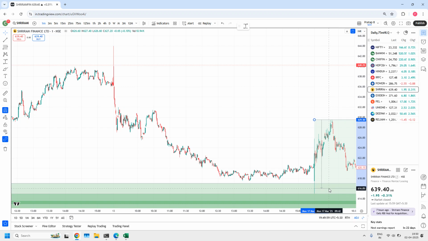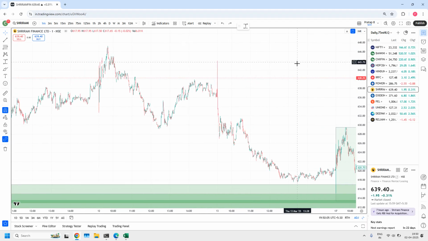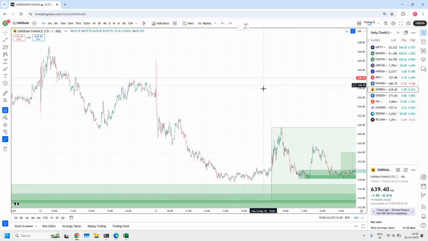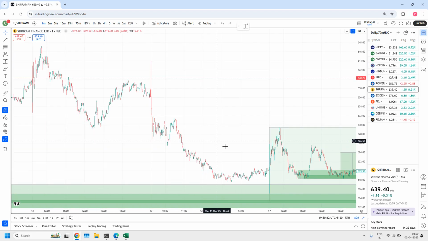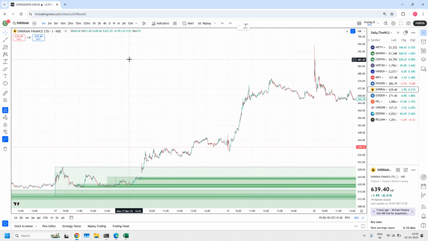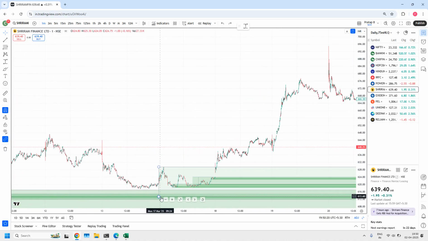Not here. Here it somewhat came close, but did not really enter here. A little before that. This 1 minute zone is there.